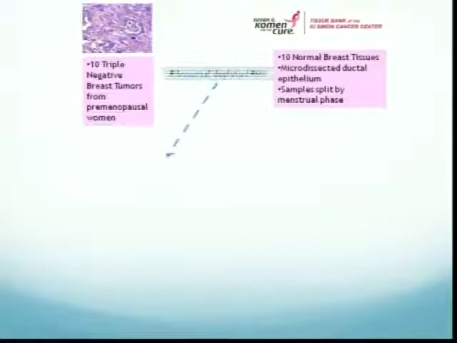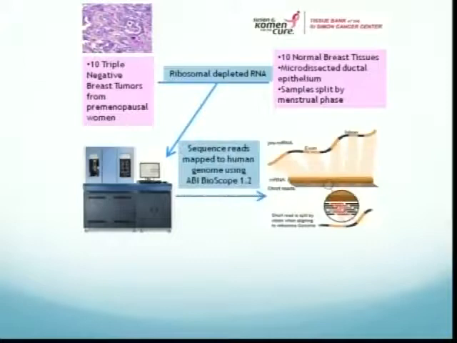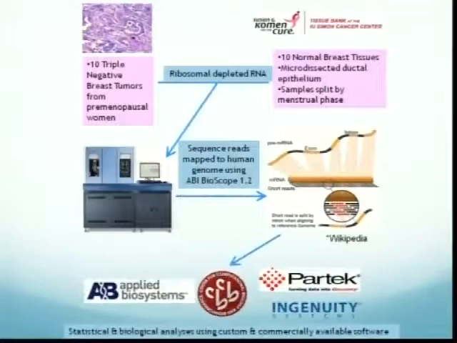We depleted the samples for ribosomal RNA. I think you've already talked about ribosomal depletion. We sequenced it on the ABI SOLiD 3 for whole transcriptome sequencing. The reads were mapped to the human genome using a software called ABI Bioscope 1.2. Bioscope is a software specifically designed for SOLiD color space reads. And then the output was further analyzed, using both custom software made here at the CCBB and various third-party software from ABI, Partek, and Ingenuity Systems.